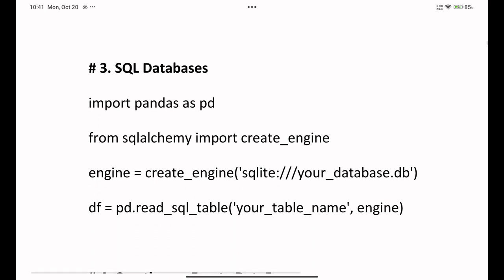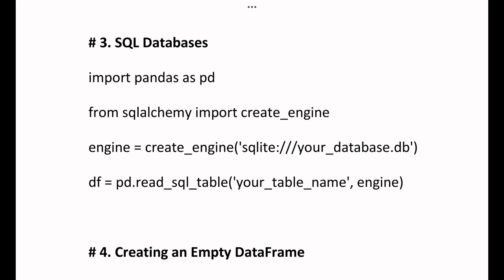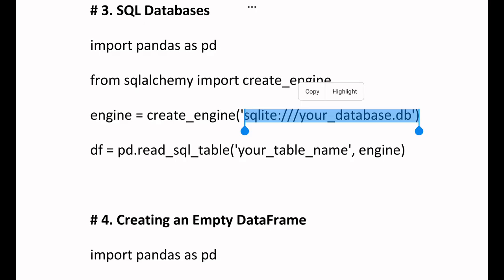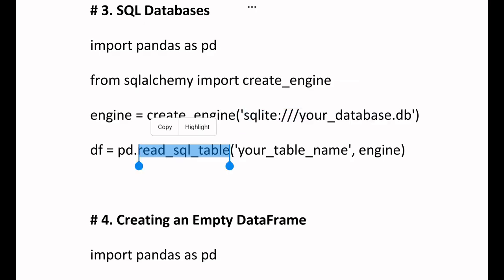The third one is, suppose you have a SQL database. In this condition you write the same, pandas as pd. Then you have to import create_engine. This create engine will read this path. You will paste the path here, and after that you will read it with the help of read_sql_table.